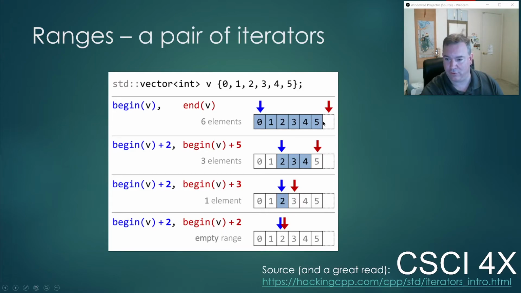So let me give you a visual representation of it. This is the red arrow. I stole this, by the way, from hackingcpp.com.